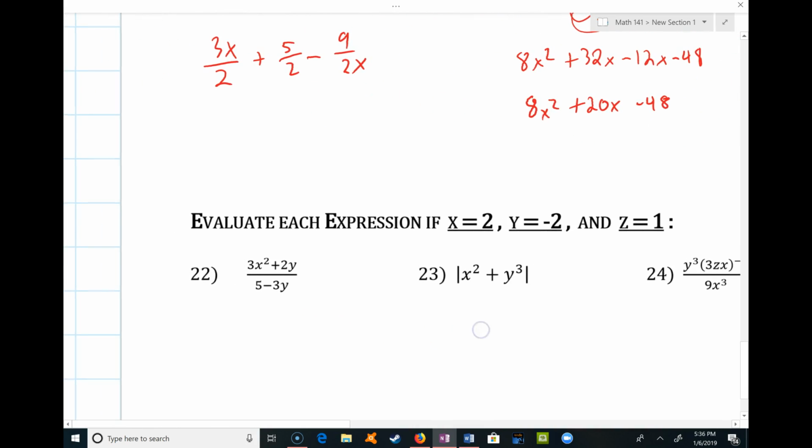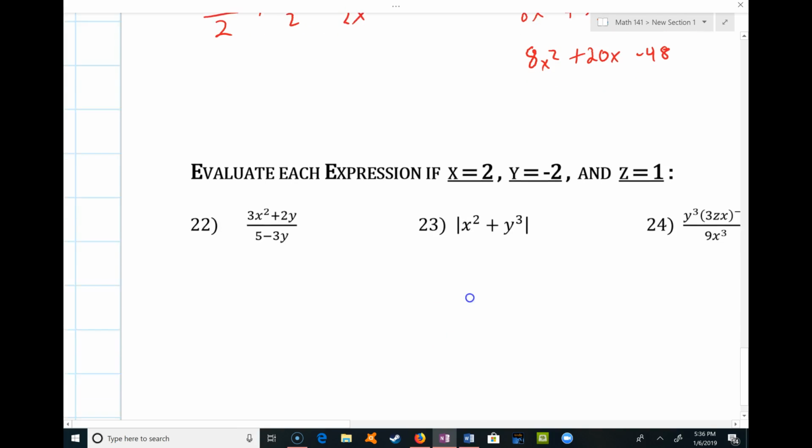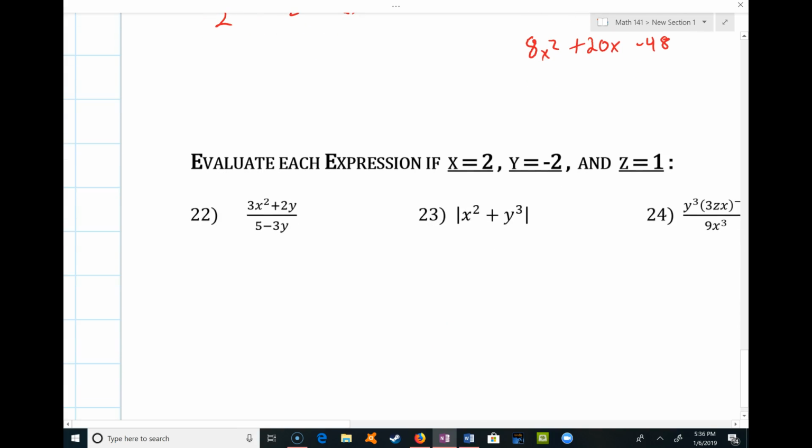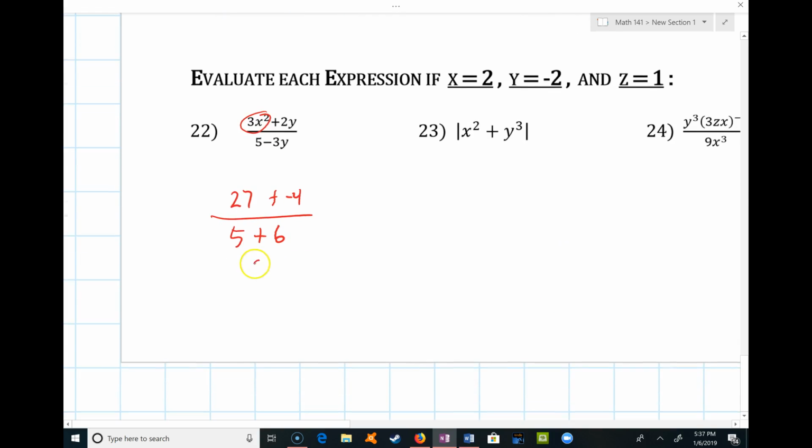Last round here. So this says evaluate. So far we've been simplifying each expression, so we just write it in simplest form. Now we're supposed to evaluate the expression, which means we're going to plug in numbers, values for the variables, and simplify towards just one number. So in here, I'm going to put a 2 in for x, so this would be 3 times 9, which would be 27. And I put a negative 2 in for y, so that ended up being a negative 4. And this is 5, and negative 3 times negative 2 would be a positive 6. So that's going to be 23 divided by 11.